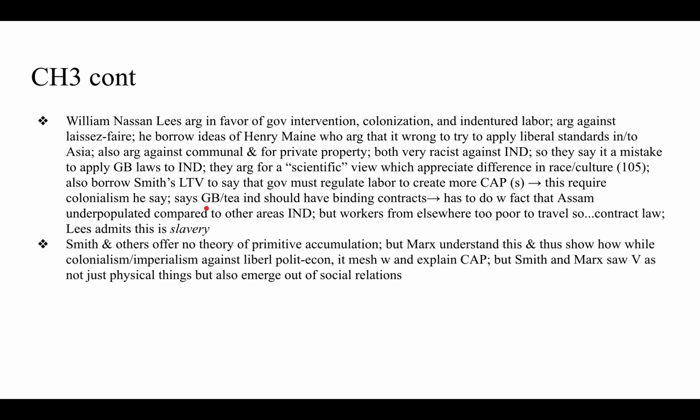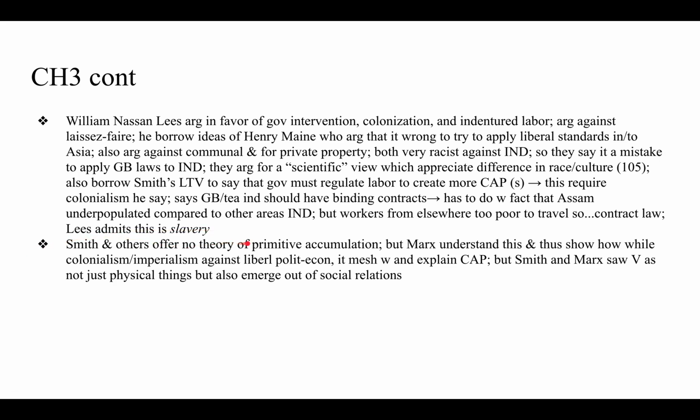And Maine and Lees said that Great Britain and the tea industry should not be based on free labor, but have binding contracts. And this had to do with the fact that Assam, as I mentioned, was underpopulated compared to other areas in India. But workers from elsewhere were too poor to travel, so this was more motivation for this contract law. And Lees admitted that this was slavery, basically. So slavery is being used in India to facilitate the primitive accumulation of capital. Okay, and we'll see this especially in the Americas in our next lecture.